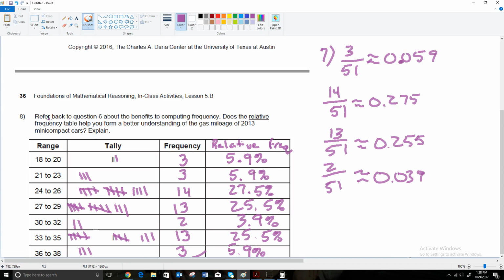And then our question for number 8 says to refer back to question 6 about the benefits to computing frequency. Does the relative frequency table help you form a better understanding? So again, it does. We can see that the higher categories were the 27.5 and the 25.5, that they were much bigger than these other categories, and it gives us just a different understanding, maybe a little bit better understanding, to have both of them.